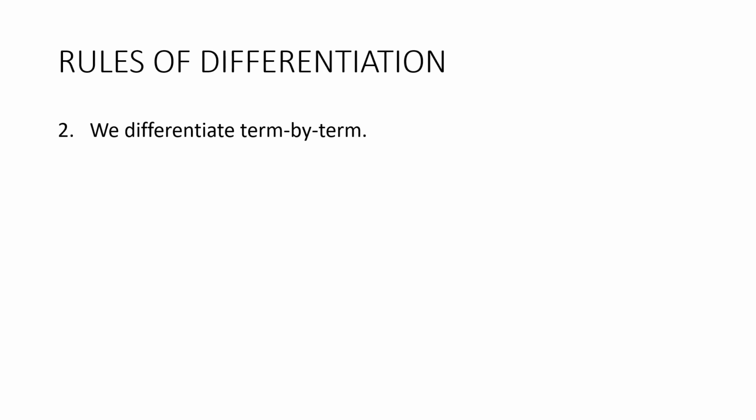Here's our second rule. We differentiate term by term. So if we get a question like this, find the derivative of 3x to the power of 5, take away 2x cubed plus 6x squared, we're going to do each one of these in turn. Let's have a go at it.